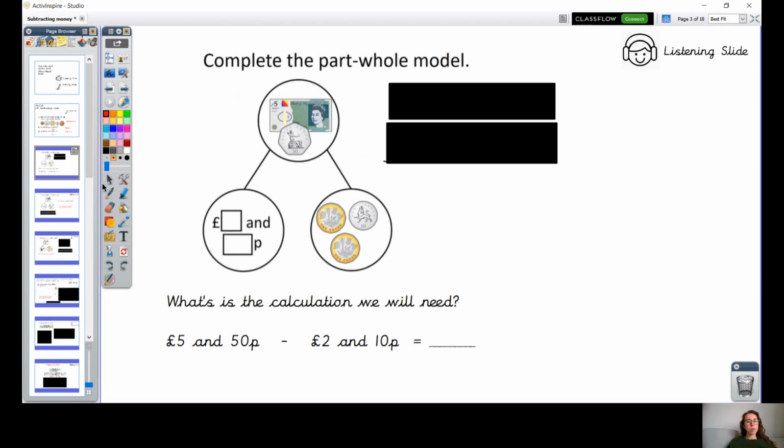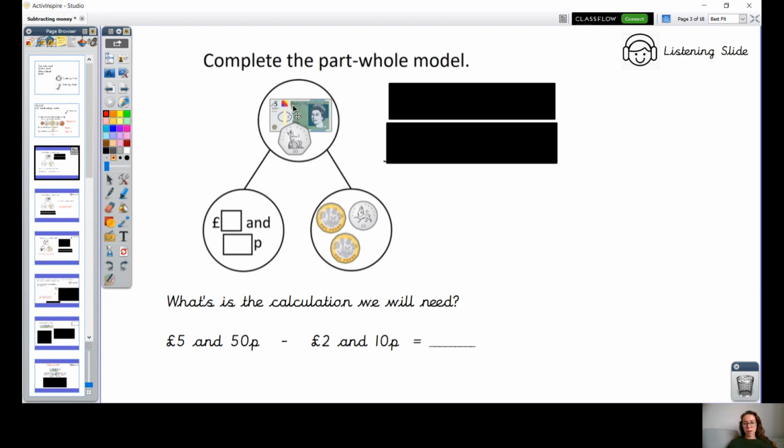Okay, now let me show you two different methods of how to do this. Listen to both methods and you can then choose which method you think you would find the easiest, and you would choose that to use.